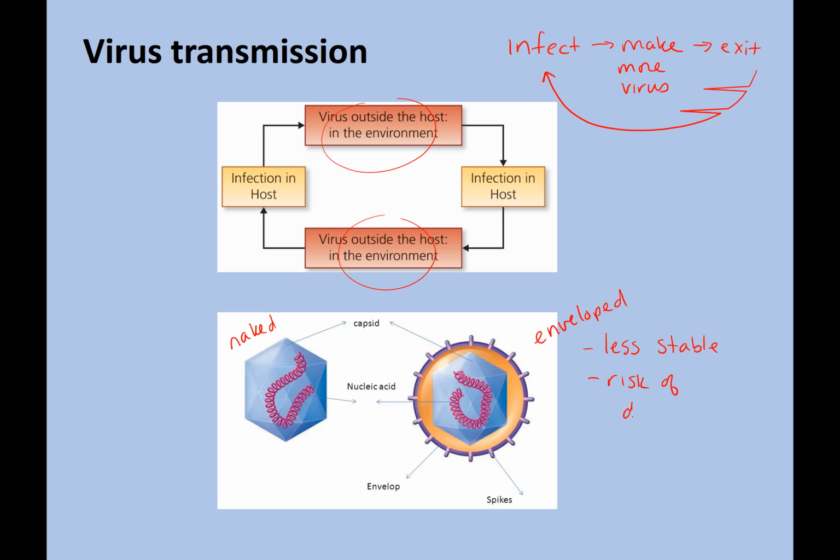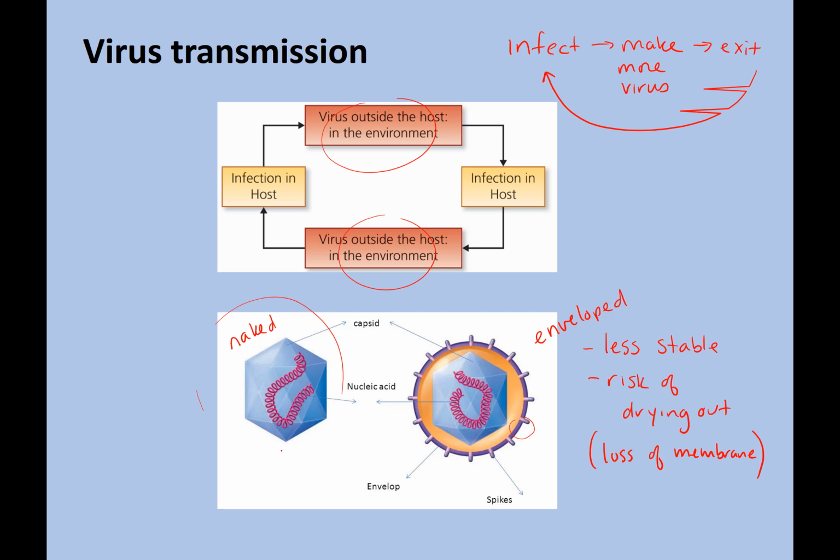There's a risk of what I call drying out. So if they lose their membrane, then they're no longer infectious, because the spikes on the outside of the membrane are what can attach to the host cell. So naked viruses are much more stable in the environment, and then their stability just depends on the specific virus.